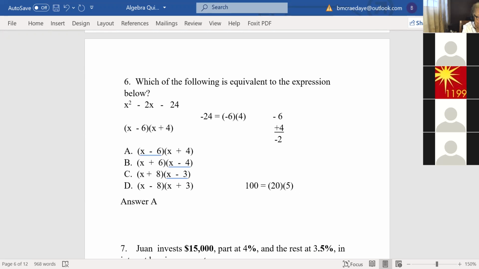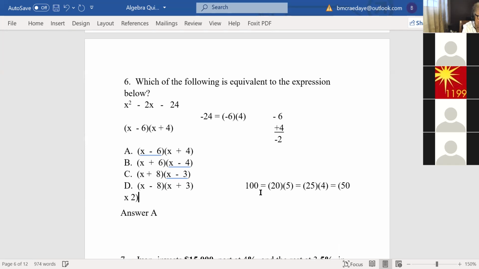What's another factor? 25 times 4. Yep. 50 times 2. Yep. All those are factors. These are factors other than 1. We don't use the 1. So 50 times 2. These are numbers you multiply.